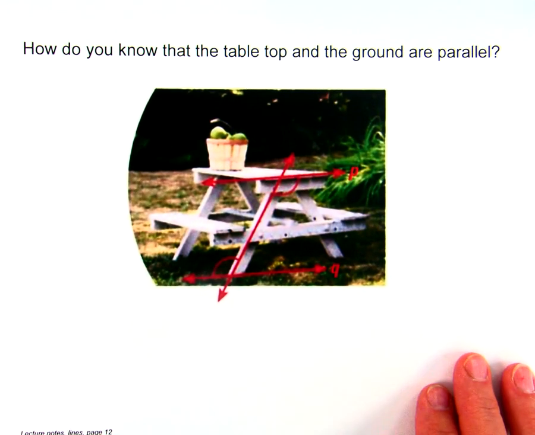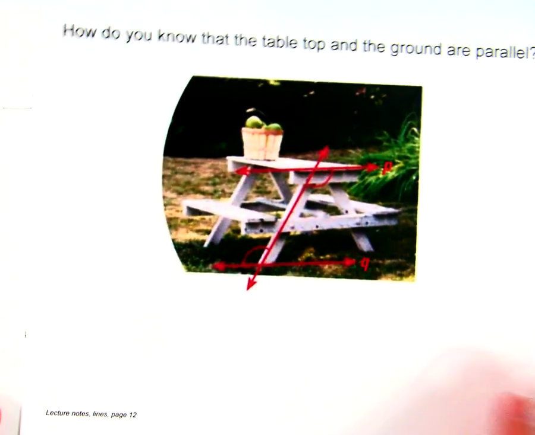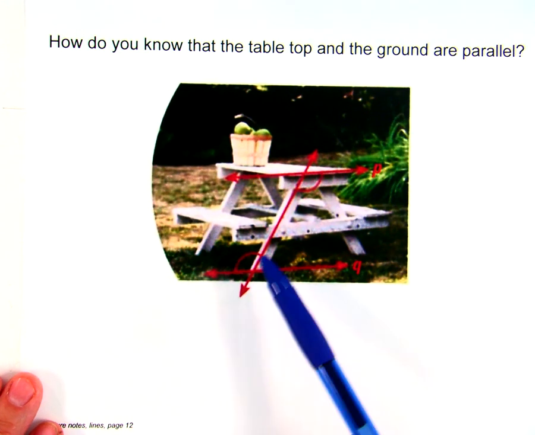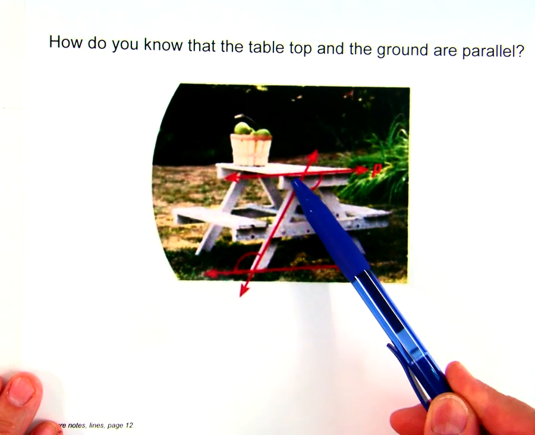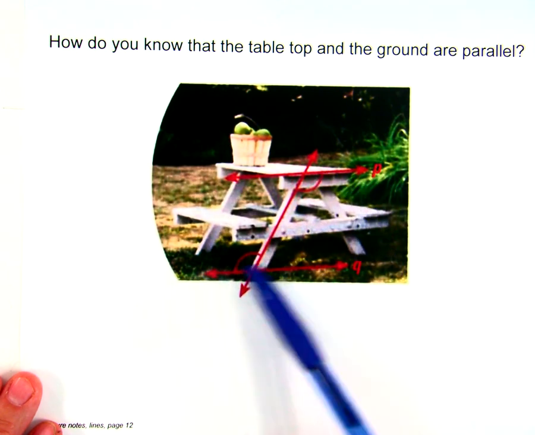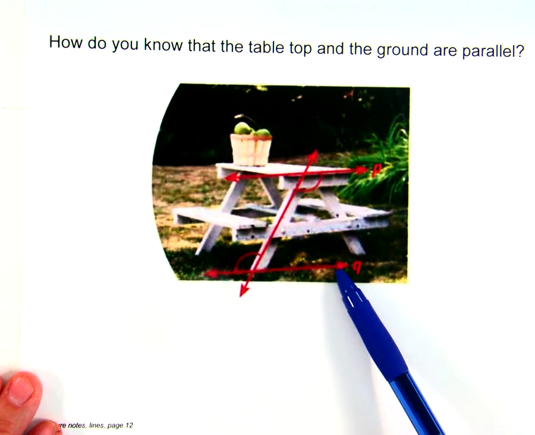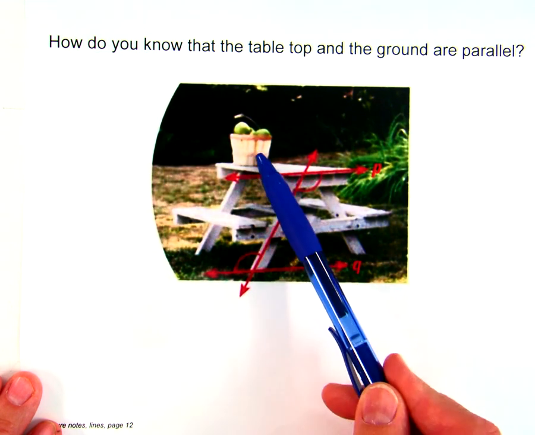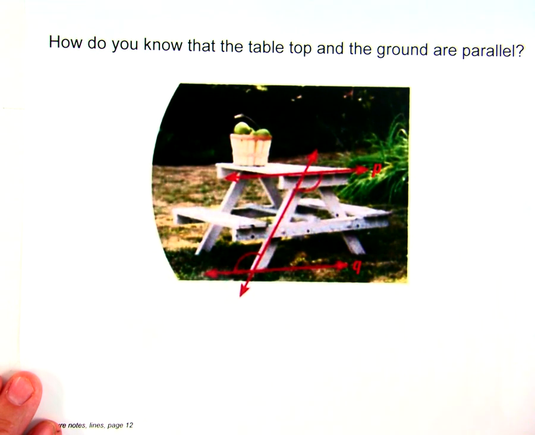How do you know that the tabletop and the ground are parallel? Well, you can pretty easily measure this angle with a protractor. You can measure this angle with a protractor. And you can conclude that the tabletop and the ground are parallel. You can also tell because the apples don't fall off. And here endeth the lesson.